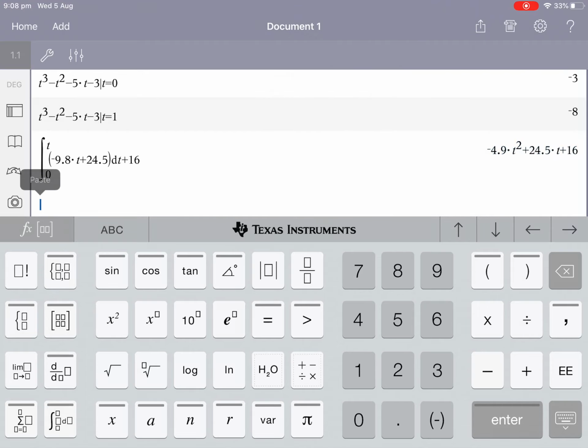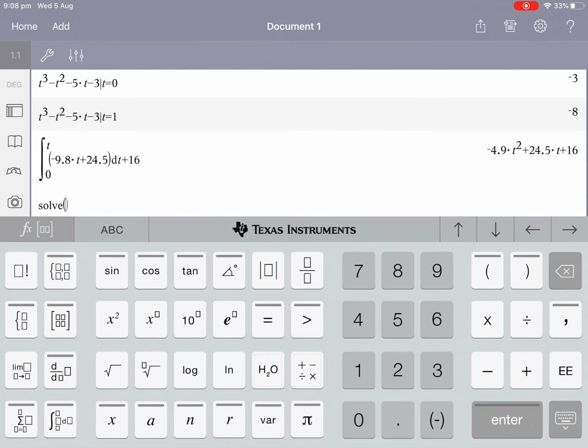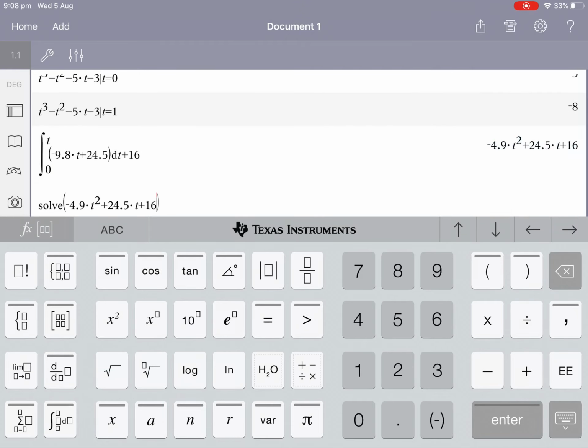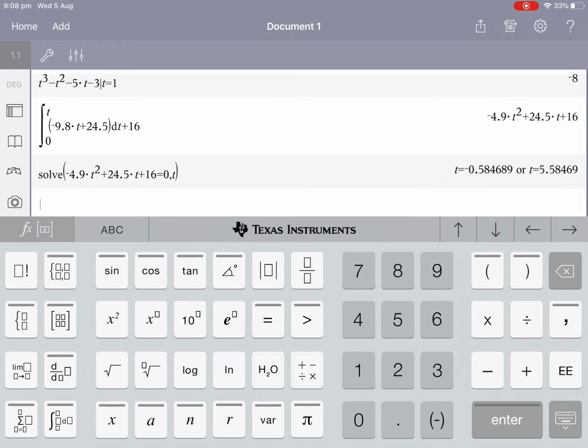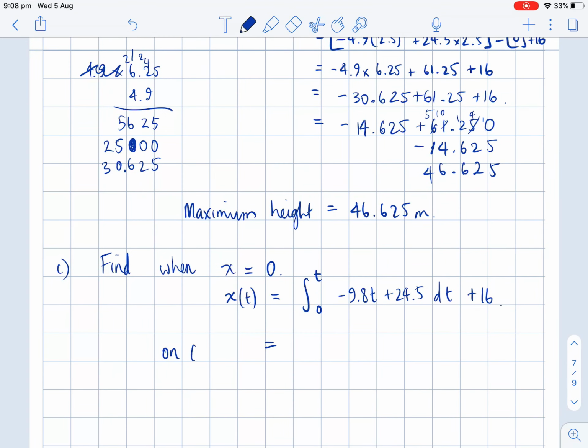Actually, before I do that, what I want to do is use algebra and solve this equation equal to 0, and I want to find out what t is. So t equals negative 0.5. Obviously it's not negative 0.5 because we can't go back in time, so my answer has to be t equals 5.584. So on CAS, t equals 5.584.